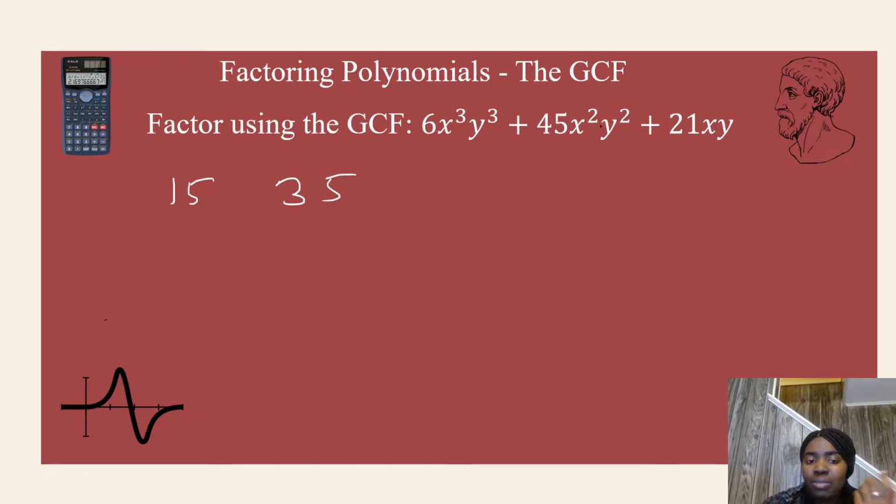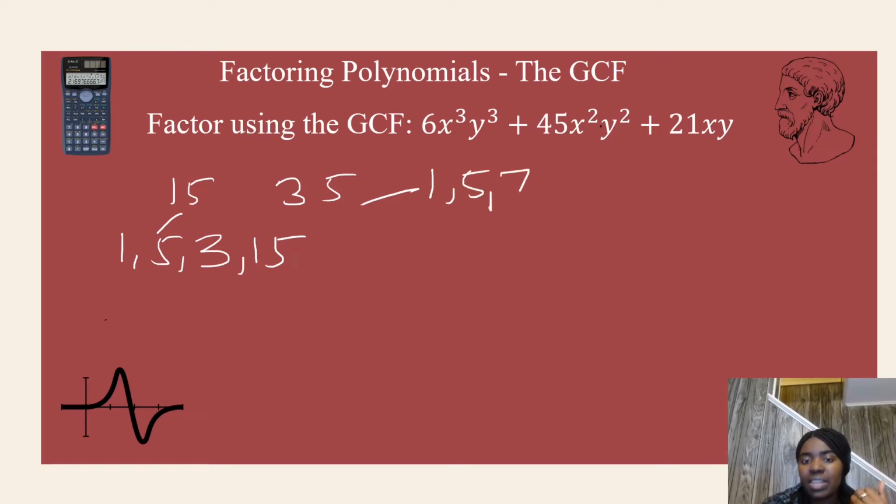So what are the factors of 15? You have 1, 5, 3, and 15. I should have said 3, 15, but it doesn't matter. These are your factors of 15. Now, your factors of 35: 1, yes; 2, no; 3, no; 4, no; 5, yes; 6, no; 7, yes. Once you have that 5 and 7 pair, you're done. The other part of the pair for 1 is 35. So these are your factors of 35.